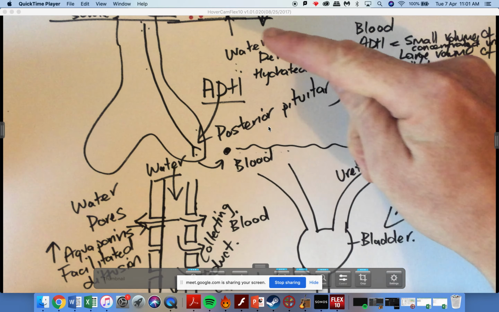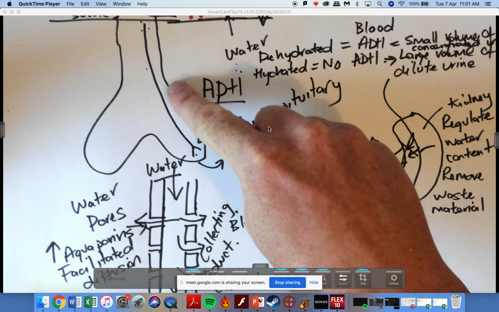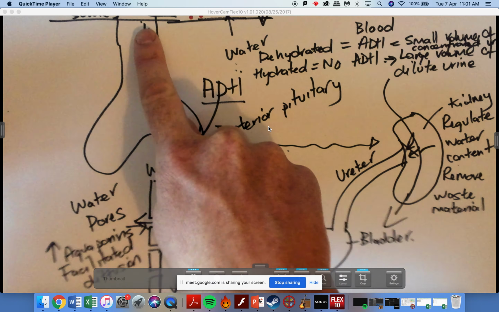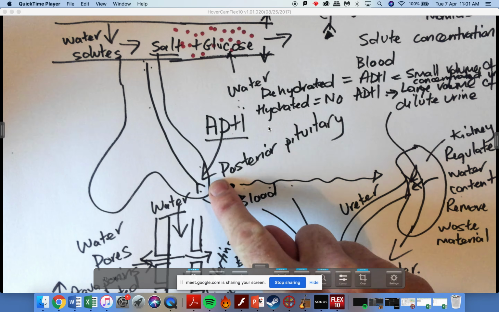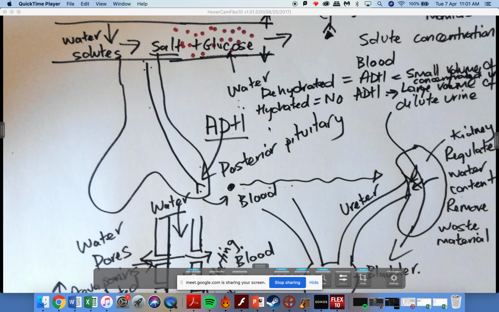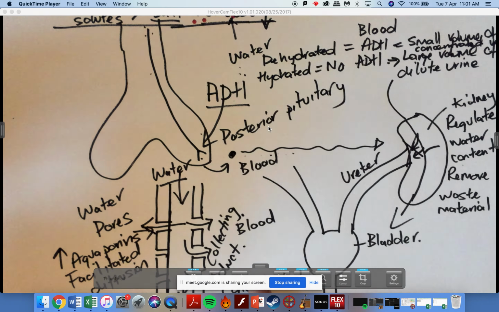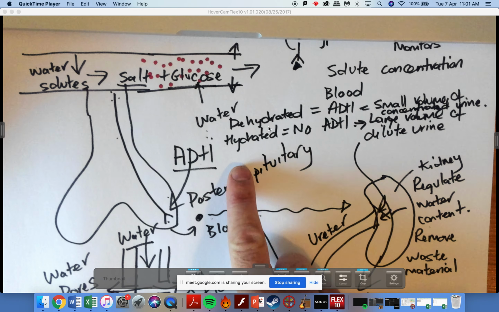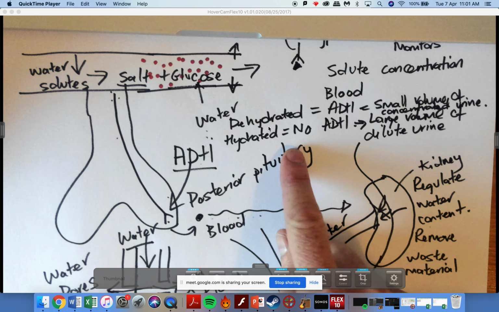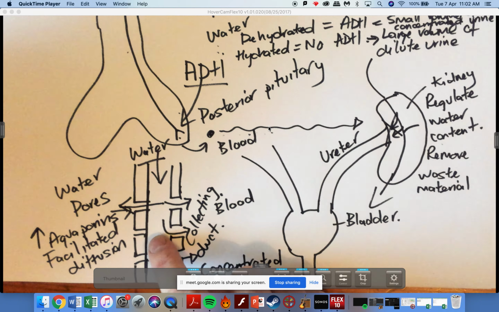It's created in the hypothalamus, travels down the axons of the neurosecretory cells, and then because of electrical impulses due to receptors, which were monitoring our blood concentration, our water concentration or solute concentration overall, it gets released, it travels down, it creates more aquaporin channels so that water can be absorbed back into the blood. So we get small volume of concentrated urine. If you're well hydrated and you need to get rid of water, then no ADH and you make a large volume of dilute urine because you're not going to have these aquaporin channels down there.